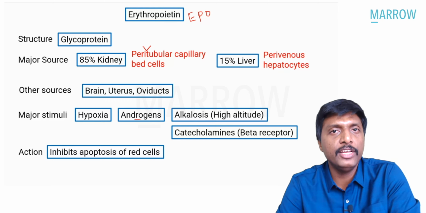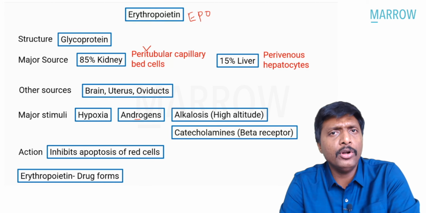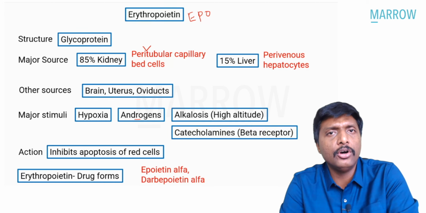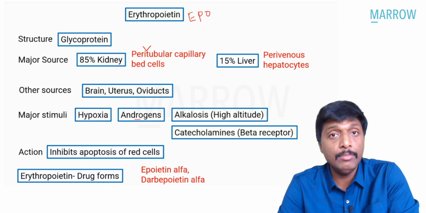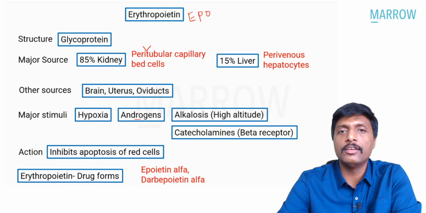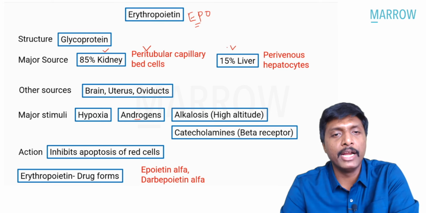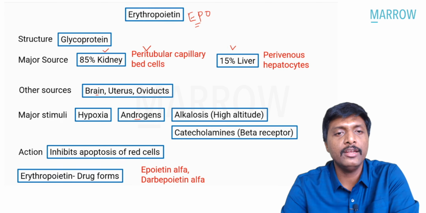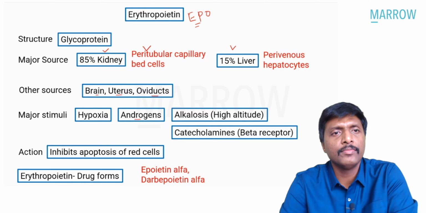What is the drug form of erythropoietin? Recombinant drug forms we give from outside. Any idea? Two important names: epoetin alpha and darbepoetin alpha, particularly in chronic kidney disease, anemia of chronic disease, and patients undergoing dialysis. So that is the relevance. They asked this question: definitely 85% from the kidney. The next major source is the liver. Minor amounts are also found in brain, uterus, and oviducts. Simple. Now let's move to the next question.